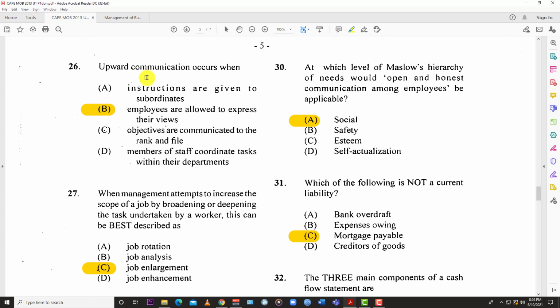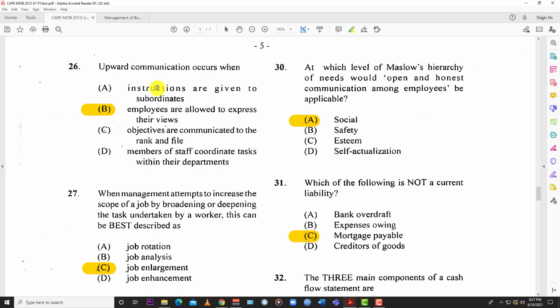26. Upward communication occurs when, so that's from employees to bosses. So you go up from the lower end all the way to the top end. And so it occurs when employees are allowed to express their views. When the employees, so they would be considered the bottom of the food chain or the bottom of the chart, when they are allowed to express their views, then that's communication going upwards. So they are speaking to the supervisor, the manager, the bosses, all those persons.